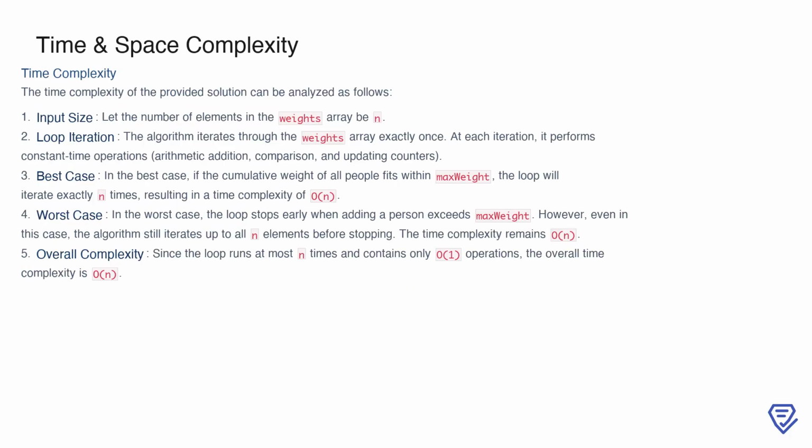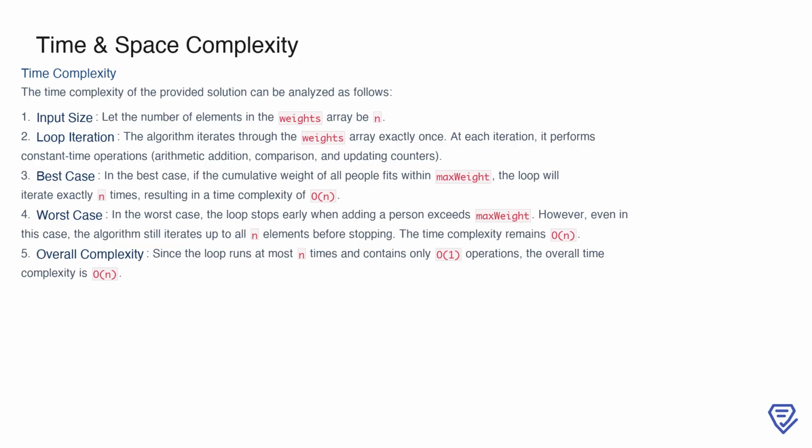The count variable effectively tracks how many individuals fit in the elevator, and this value is returned as the final result. To analyze the time complexity of this solution, let's start by considering the input size. If we denote the number of elements in the weights array as n, the algorithm processes each of these elements exactly once. During each iteration of the loop, only constant time operations are performed, such as updating the cumulative weight, comparing values, and incrementing a counter. In the best-case scenario, where all the weights fit within the maximum allowable weight, the loop completes n iterations, resulting in a time complexity of O(n).